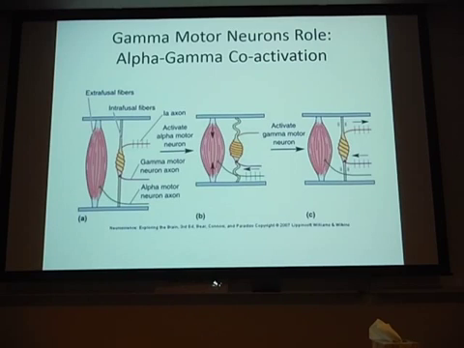So let me walk you through that. In this picture, we have extrafusal muscle fiber here that's going to be innervated by our alpha motor neuron. We have our muscle spindle here with our intrafusal muscle that's going to be innervated at the ends by the gamma motor neuron. And then we have the 1A afferent, to detect changes in length and send that information back to the central nervous system. Are we clear on that part of it? That's sort of baseline. Okay?